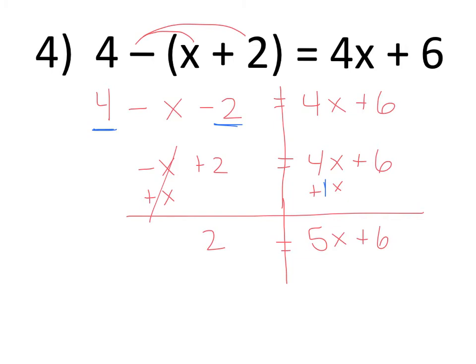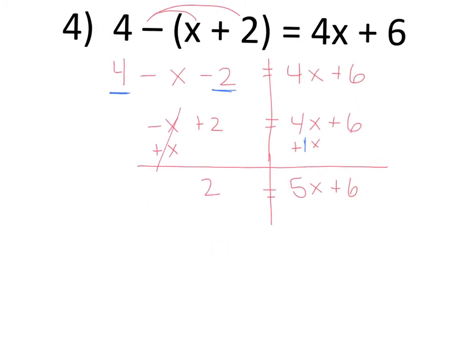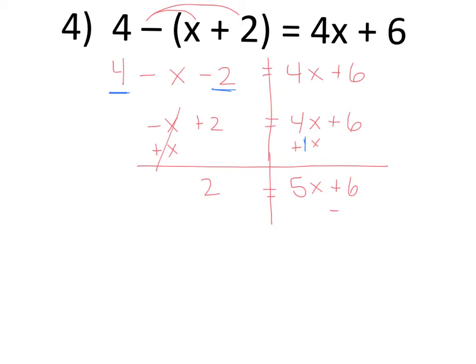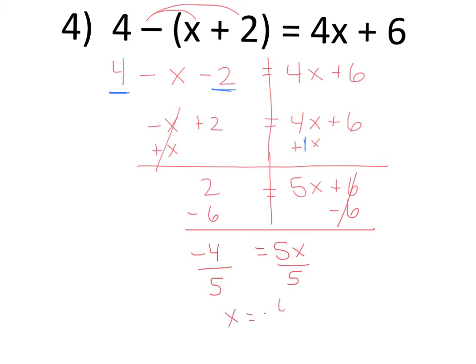All right, I'm going to now subtract the 6 from both sides and get -4 equals 5x, and now I'm going to divide by 5. So x in this case is going to equal -4/5, okay? And that's going to be my final solution.